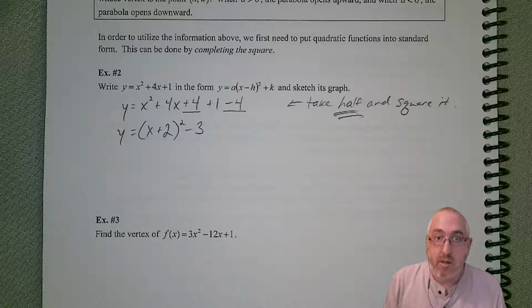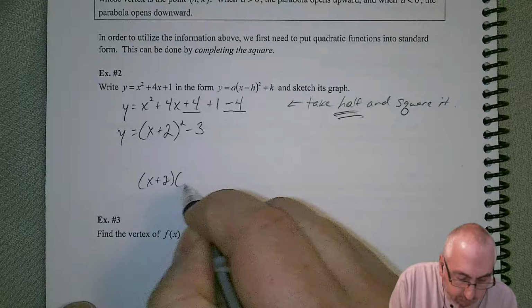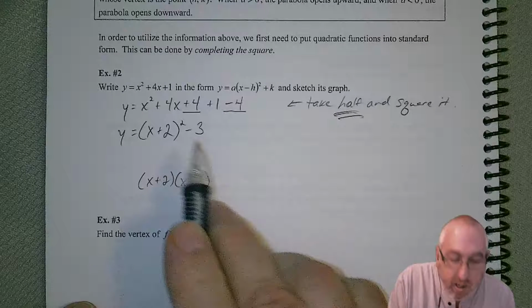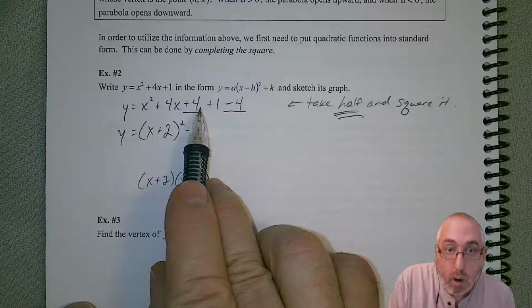Now, again, if you're not sure if you did it right, let's multiply it out. If we take x plus 2 and multiply it by itself, we should get x squared plus 4x plus 4. That's what we want. And we can check that pretty quick by FOILing.